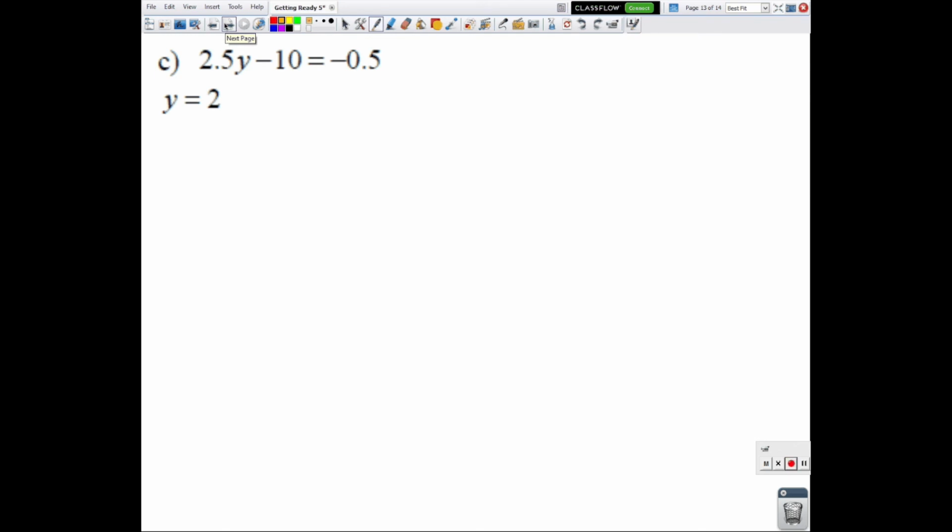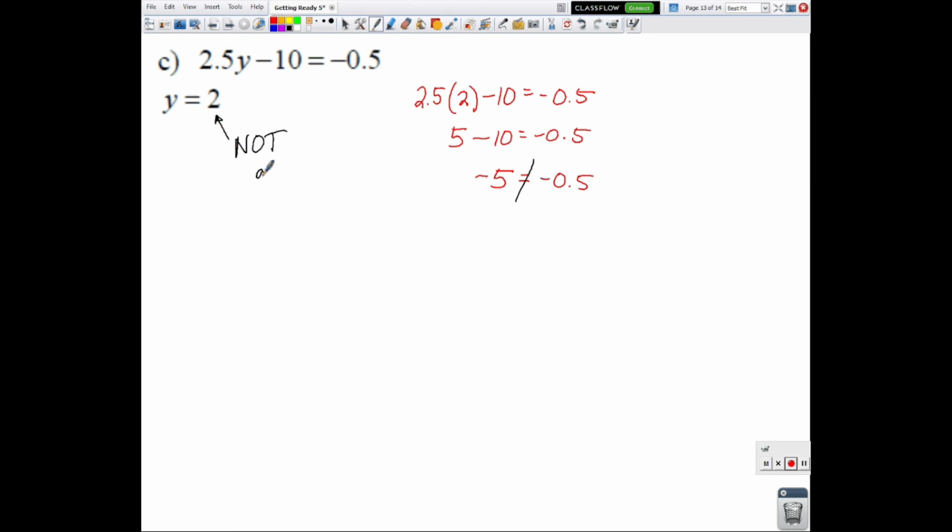Part C, we're going to substitute the value of 2 everywhere in the equation that we see a y. So 2.5 times 2 is 5. And then 5 minus 10 is -5. Since -5 does not equal -1/2, the number 2 is not a solution.